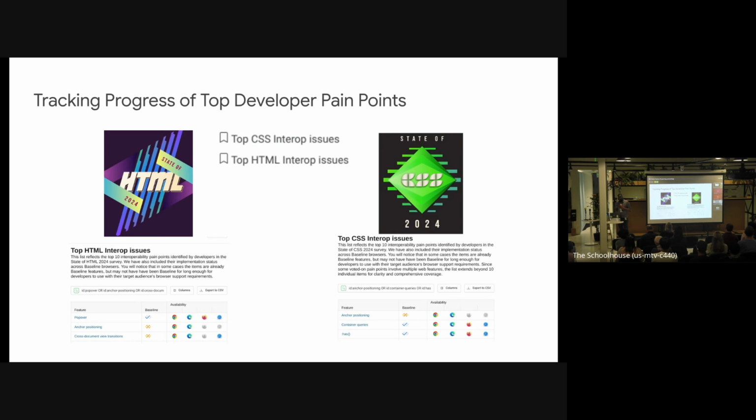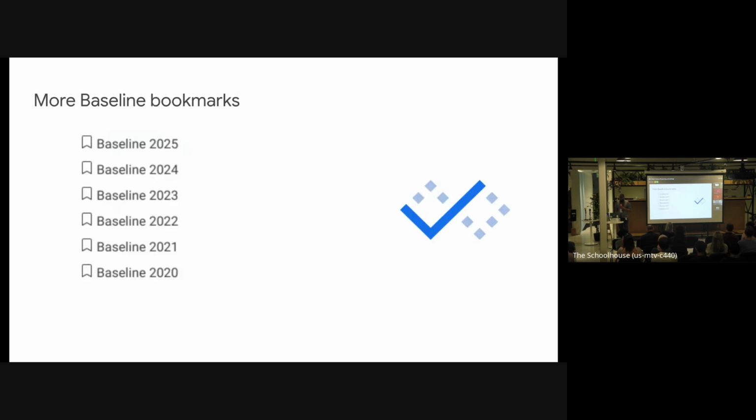And we think that by supporting efforts like this and adding the data that we collect, we're enabling browser vendors to prioritize appropriately. On top of that, we've added even more bookmarks. We had some previous baseline bookmarks. Now we've added more years from 2020 to 2025 so that people can better understand the evolution of the web platform and the interoperability story.